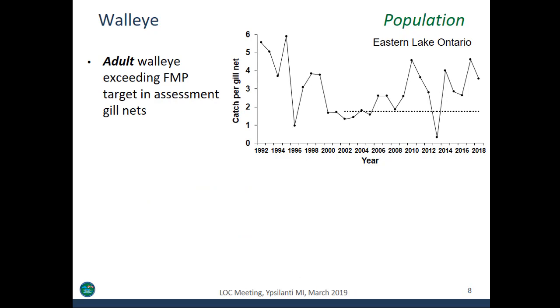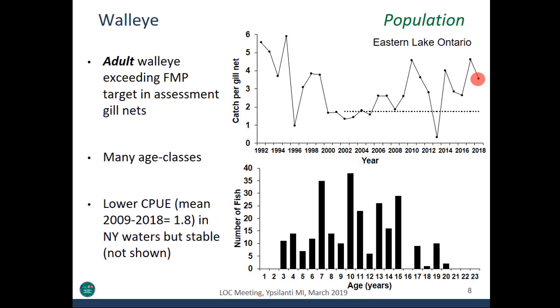Our adult population of walleye, again, is a similar graph. This is our catch per unit gill net in Eastern Lake Ontario from low-use gill netting. The dotted line represents Fisheries Management Plan targets, and we can see there's an increasing trend, exceeding current targets. If we look at the age structure for the most recent year, 2018, we see many age classes present. Again, we wouldn't expect to see juveniles in this gill netting, but it's great to see a good number of year classes. In New York, we see a lower catch per unit effort, with a mean between 2009 and 2018 of 1.8, but they show a stable trend. We don't show this here.